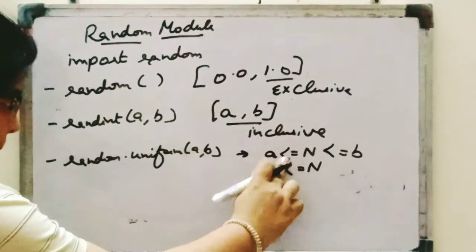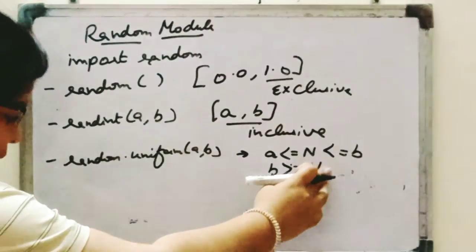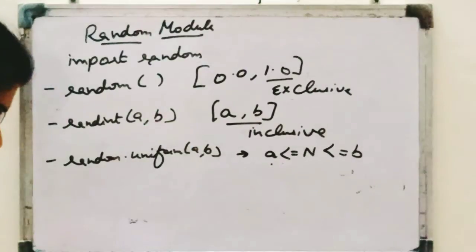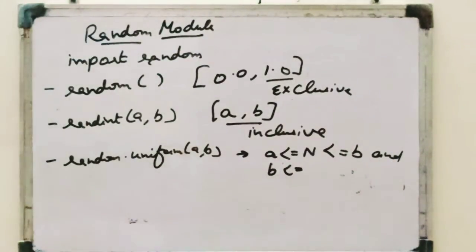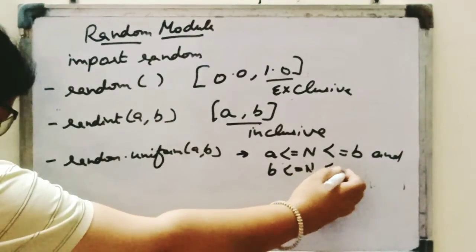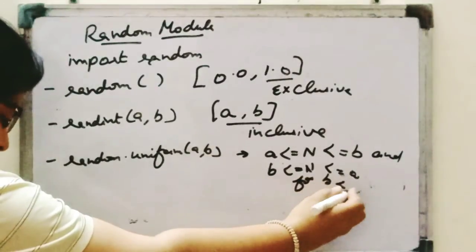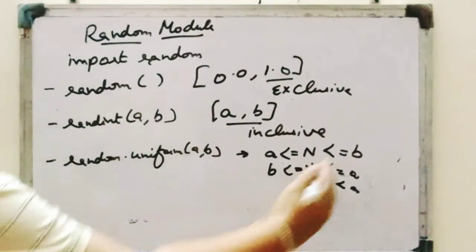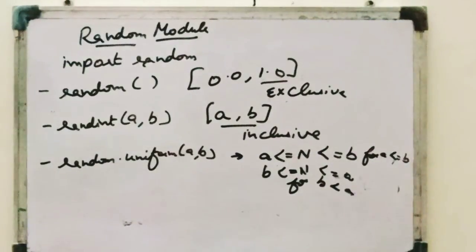b is greater than or equal to a, or b is less than or equal to a. Here, for a it is less than or equal to b.